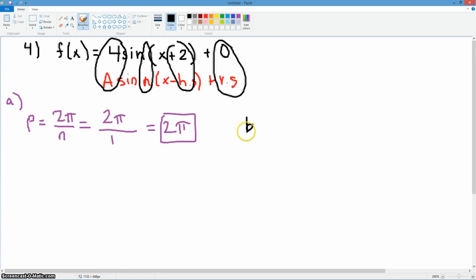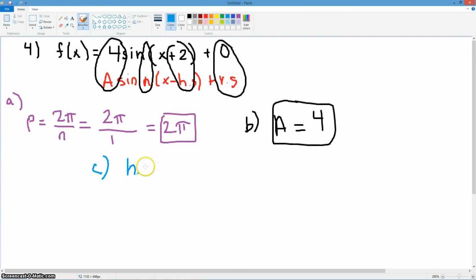Okay, let's look at B. B is asking for the amplitude, so I have A is equal to, in this case amplitude is positive, so we don't need to take the absolute value, so A is equal to 4. Okay, let's look at C. C is asking for the horizontal shift. When it's inside, we got to think the opposite, so what's the opposite of a 2? The opposite of a positive 2 is a negative 2. And remember, it's moving it either left or right. In this case, it's negative, so it's going to be moving it to the left. And then, of course, your vertical shift is easy because it's 0. You have none. And that's your answer.